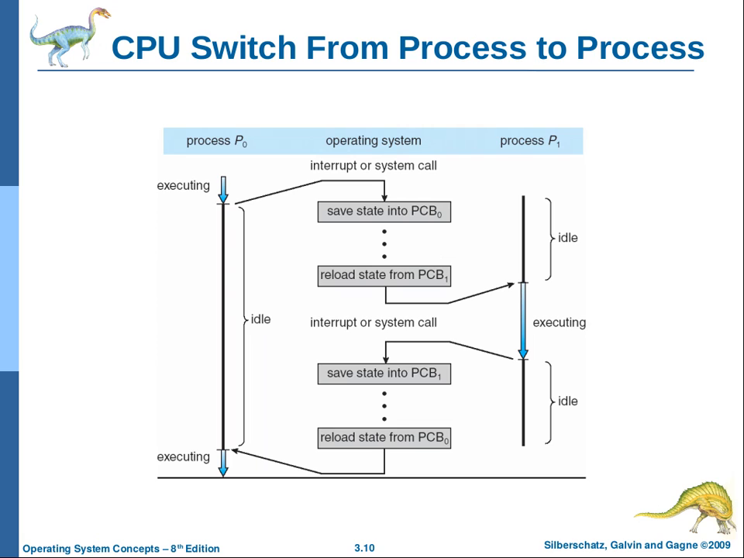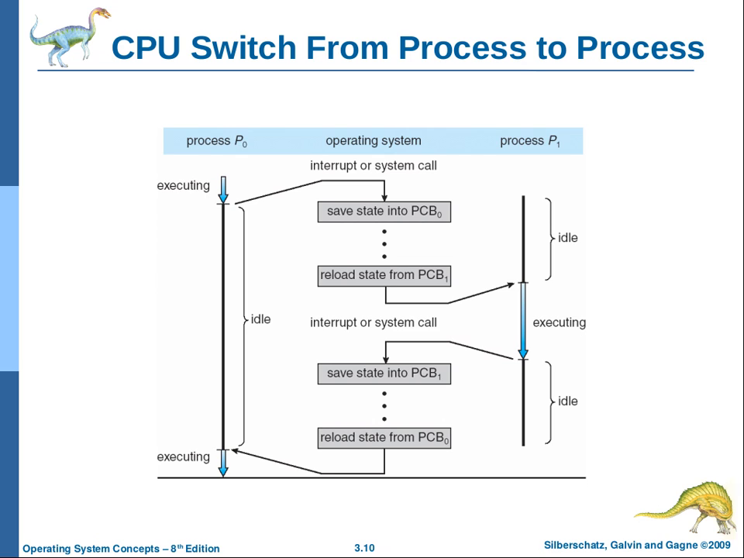Okay, CPU switch. Here we go. You've got process 0 and process 1. Hopefully this is clear in your mind. We're trying to execute process 0, and all of a sudden it's being interrupted by a system call. It would save its state into PCB0, reload from PCB1, aka it's loading process 1. Then it can start executing process 1. Then it knows that process 1 has an interrupt or system call, saves the state into PCB1, loads in PCB0, and then it can go back to actually executing process 0.